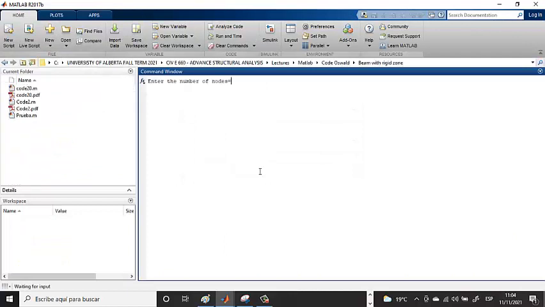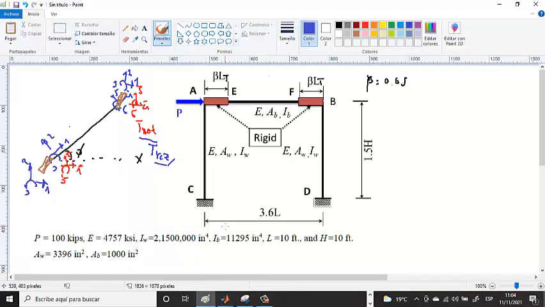Change the folder here, as well. Enter the number of nodes. So first we can number the nodes. In this case, I will use this numbering: this is number 1, number 2, number 3, and this will be number 4. It will be my first element, my second element, and my third element.